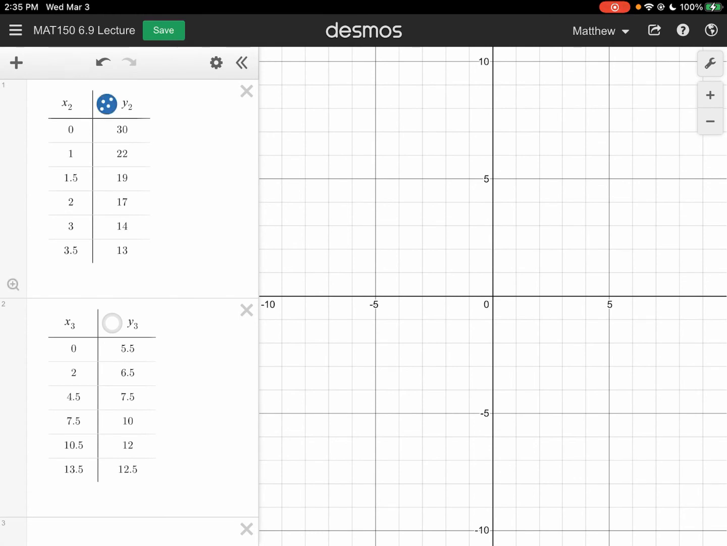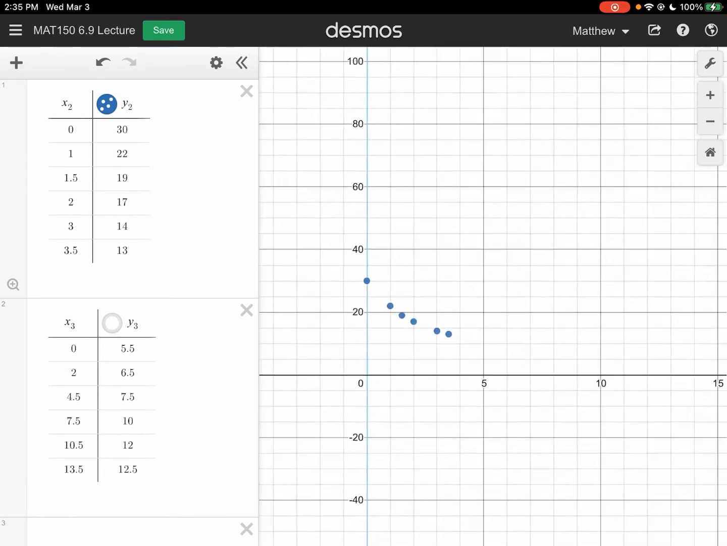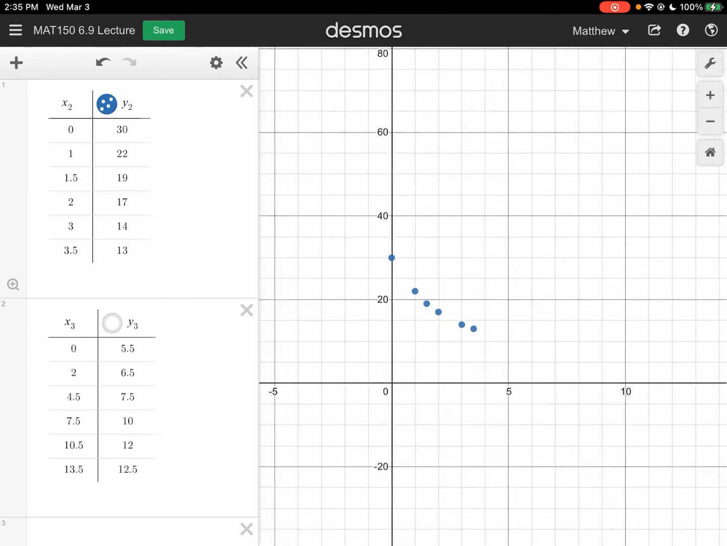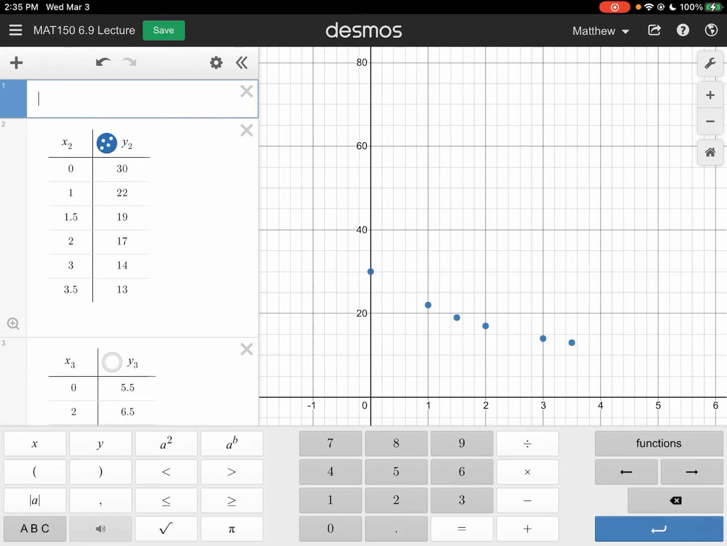Reveal the data, and now let's go hunting for it. Looks like I just need to bring the y-axis down to see this data. So here's our data, and we can see that as time goes on, we do in fact see decreasing amount of drug, so we expect an exponential decay model. And let's insert an expression.